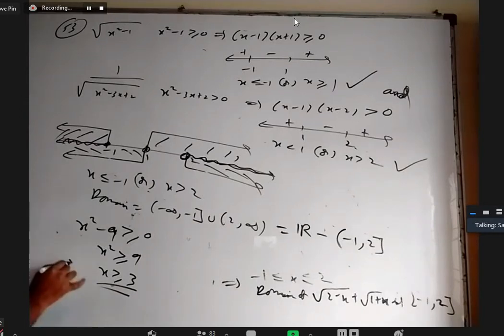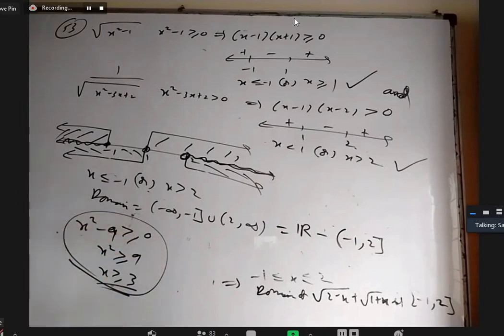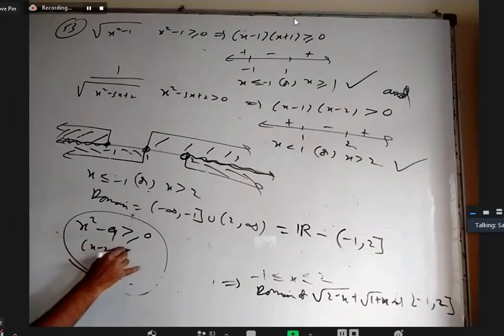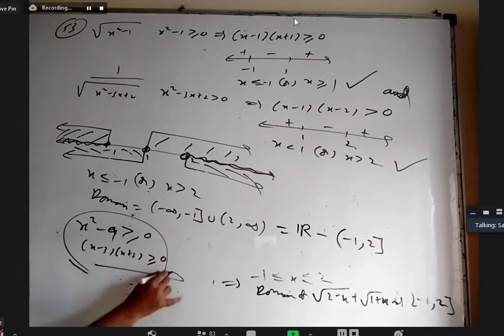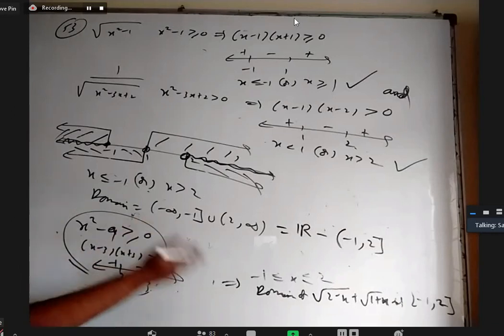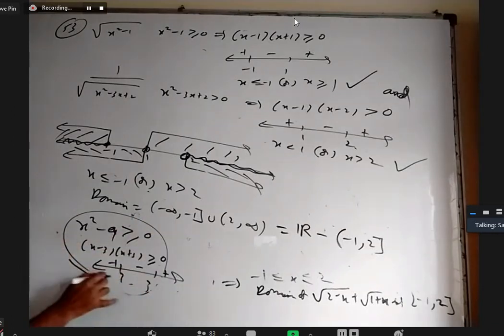I'm sure definitely nobody will do this kind of simple mistake after doing so many inequalities, that for this inequality you just send 9 across and apply square root. What is the correct way? You should write this as x minus 3 into x plus 3 greater than or equal to 0. On the number line, minus 3 to 3, plus minus plus. Anything more than 3 is okay, anything less than minus 3 is also okay.